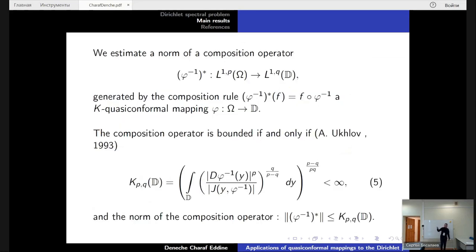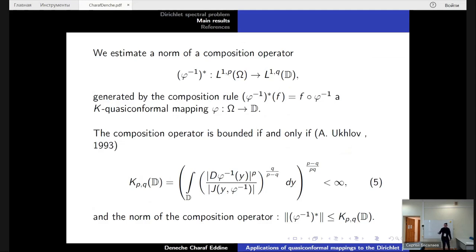For estimates of the composition operator from L^1_p(omega) to L^1_q in the disk, it is very well known by the result of Ukhlov. This composition operator, where phi is a quasi-conformal mapping from omega to the disk, is bounded if and only if this integral is finite.